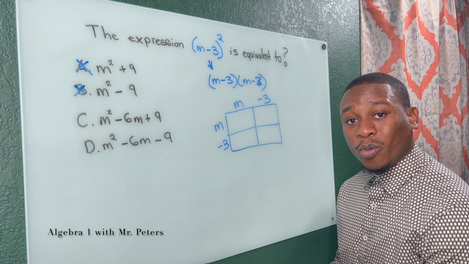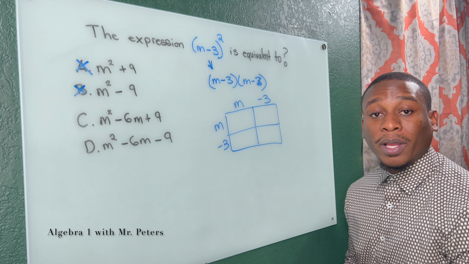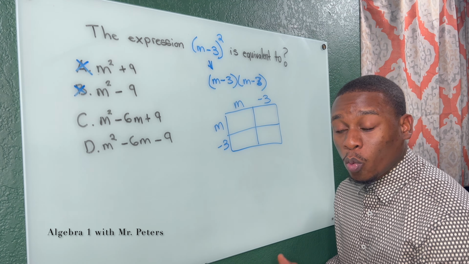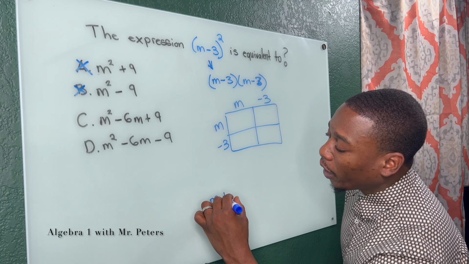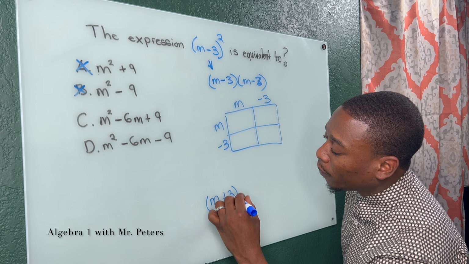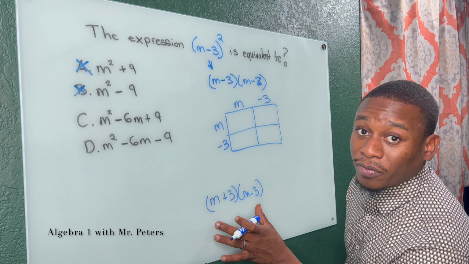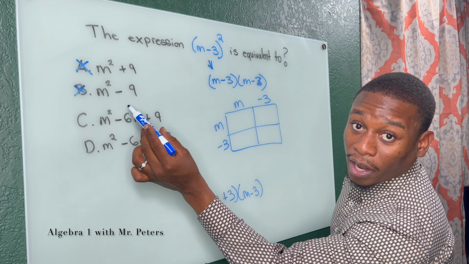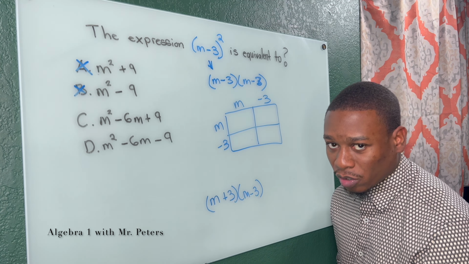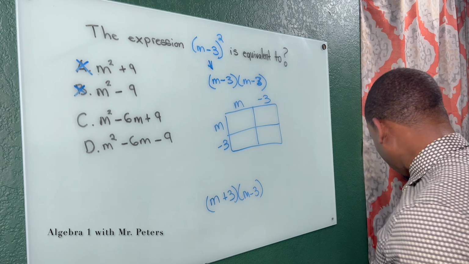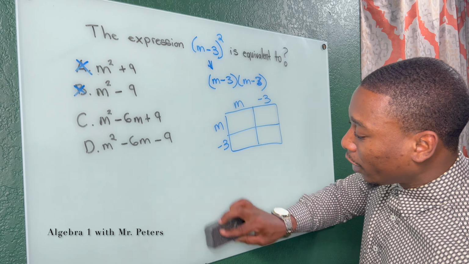The only way that we can get to A is if we're multiplying the same binomial with different signs. So if we had m plus 3 times m minus 3, right? This is what would give us the answer choice of B, right? Because those middle terms would cancel out. But in this problem, that is not the case.